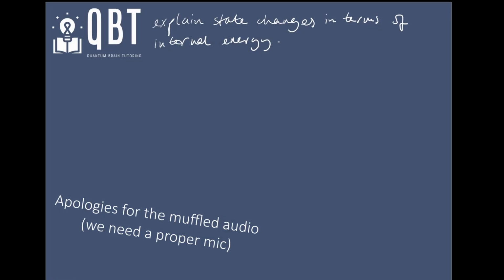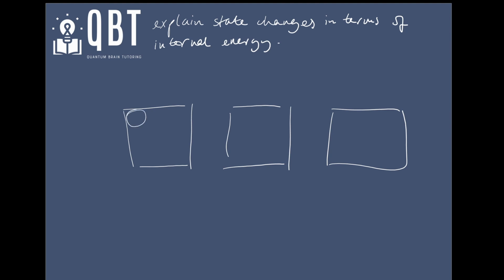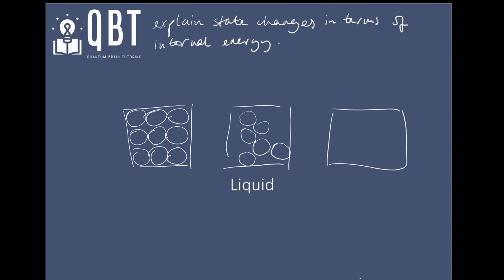Okay, so let's discuss state changes and internal energy in a bit more detail. Our prompt is to explain state changes in terms of internal energy. So I suppose the best way to explain this is to effectively draw three different states of matter, where we have a solid here, we have a liquid, particles are irregularly arranged but touching and flowing past each other, and then you have gas particles which are just pinging all over the place.